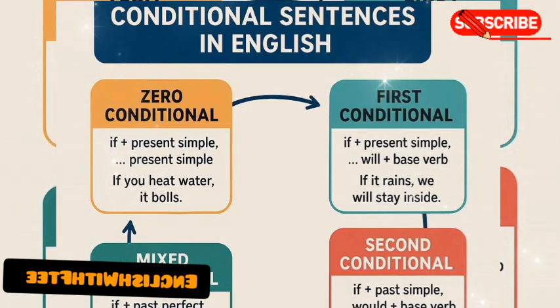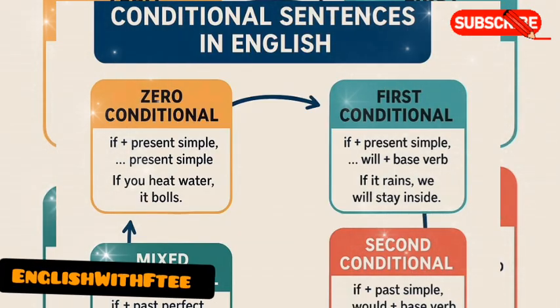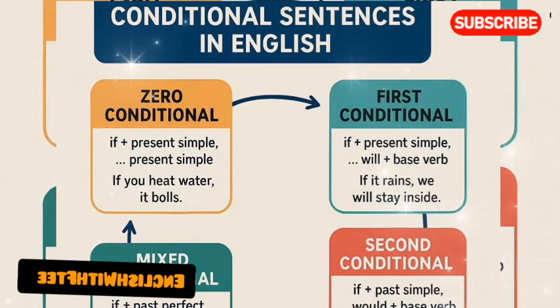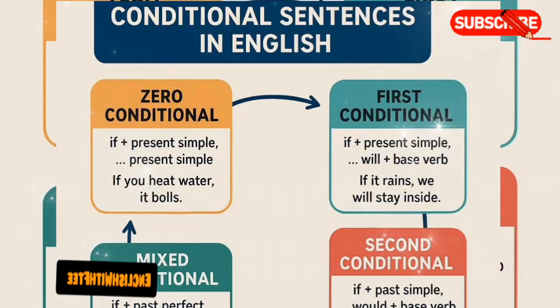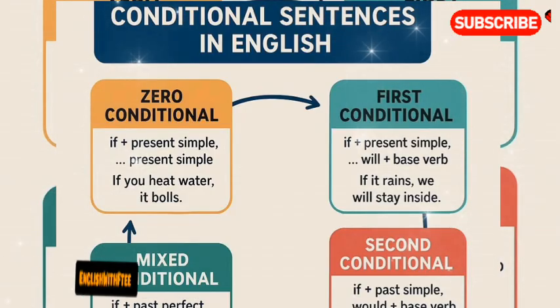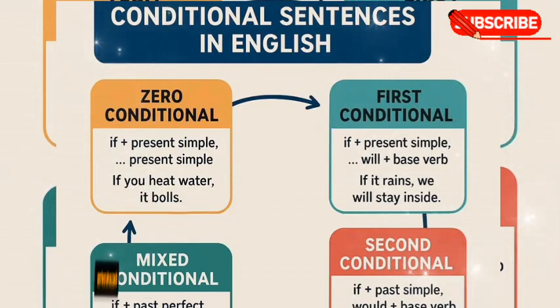We use the zero conditional to talk about things that are always true. So we can explain how things work, describe scientific facts, talk about universal truths.